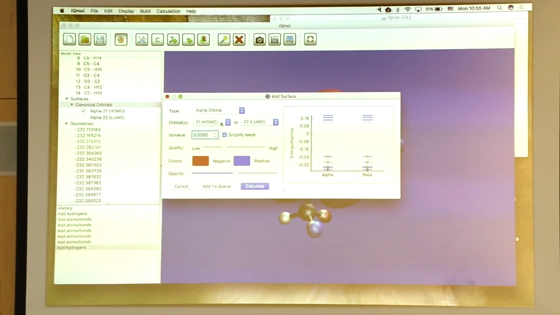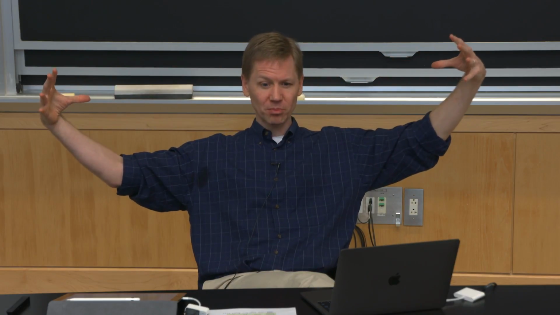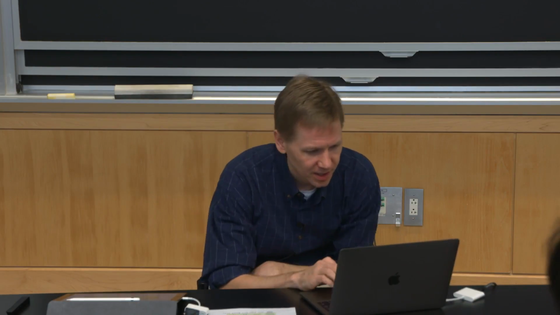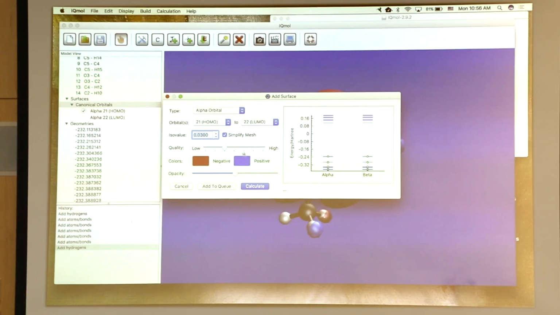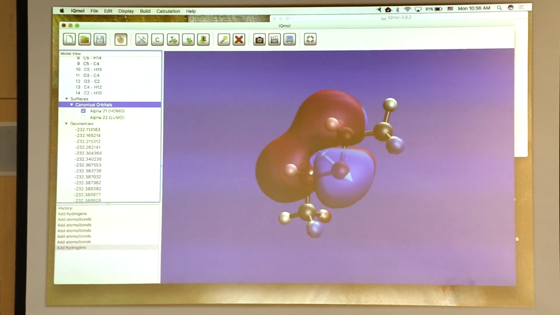So you get to choose a range of orbitals. The ISO value is basically where it draws the surface. So it's the inverse of what you expect. It's an ISO surface, so if you make the value larger, the place where the ISO value is reached is closer in, so it makes a smaller bubble. And a smaller ISO value makes a bigger bubble. And you can change the number of points that it samples to make the surface, change the colors, and change the opacity of it in terms of how you want it to look. But I already did this.